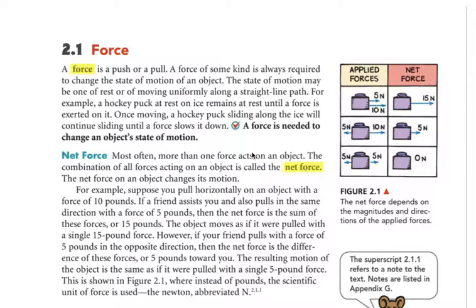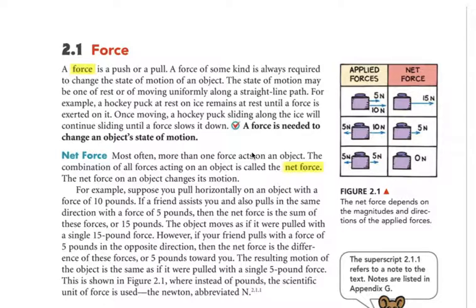For example, a hockey puck at rest on ice remains at rest until a force is exerted upon it. Once moving, the hockey puck sliding along the ice will continue sliding until a force slows it down. Key concept: a force is needed to change the object's state of motion.